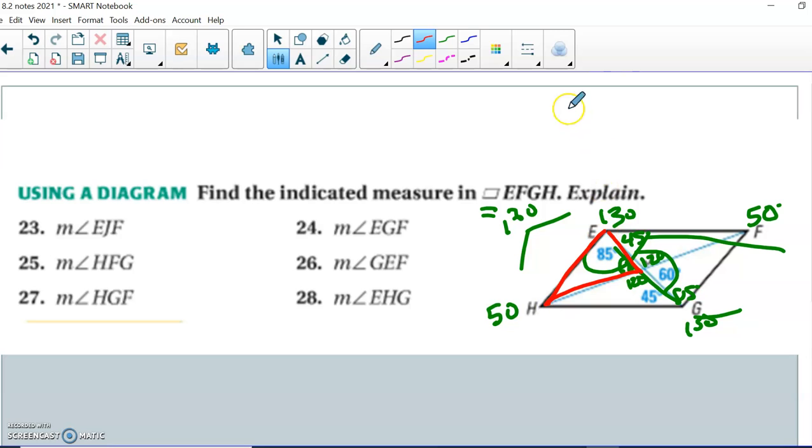I have a 60 and an 85. 85 plus 60. I'm going to take 180 minus 145. So I know that this angle is 35. And we said together the two have to be 50. So that makes this angle 15. Carry it up here. This is 15.